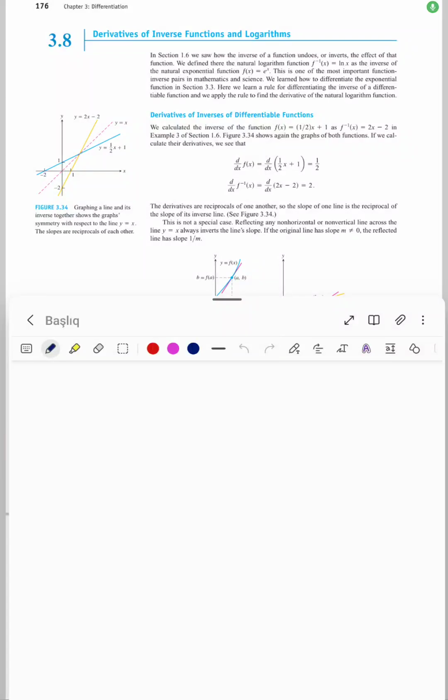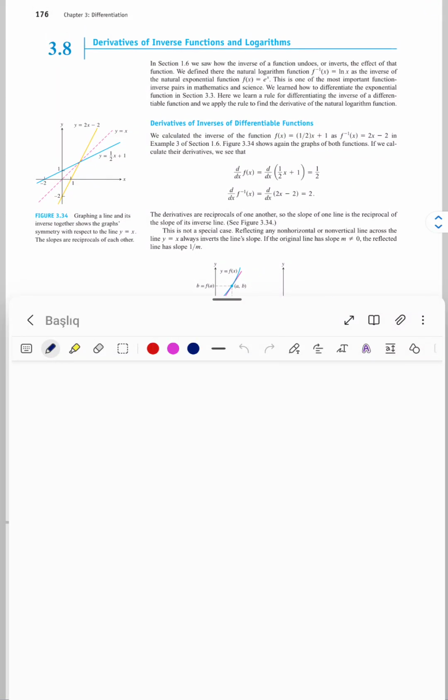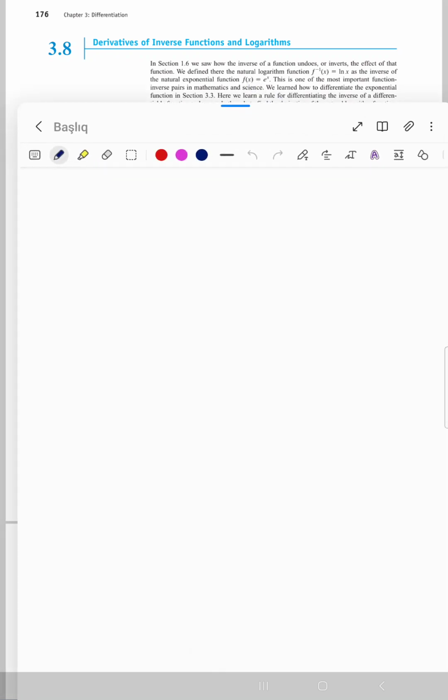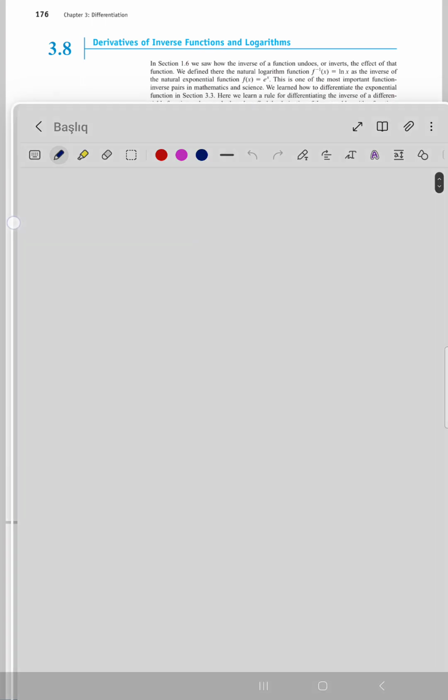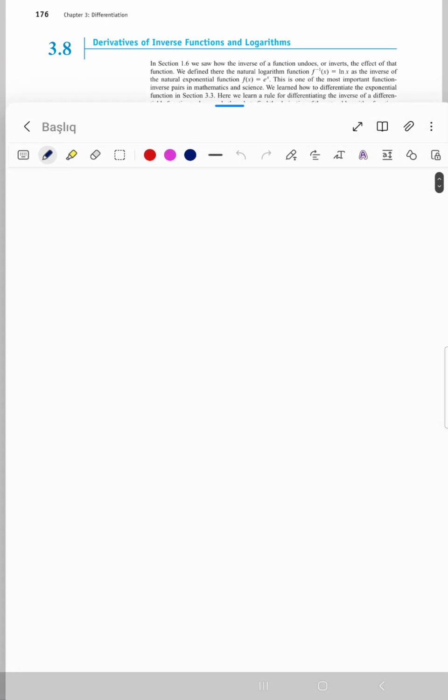Hey guys, today we'll talk about chapter 3.8, derivatives of inverse functions and logarithms. So let me first introduce you to inverse functions. Again, you have learned it from chapter, I think 1. It was in chapter 1. But let's quickly review it.